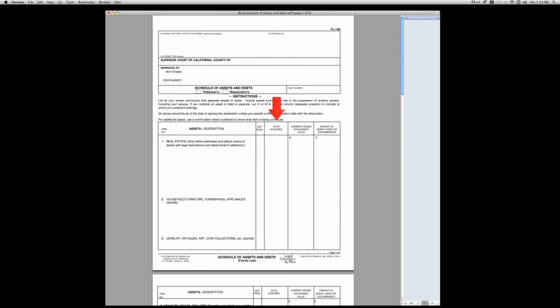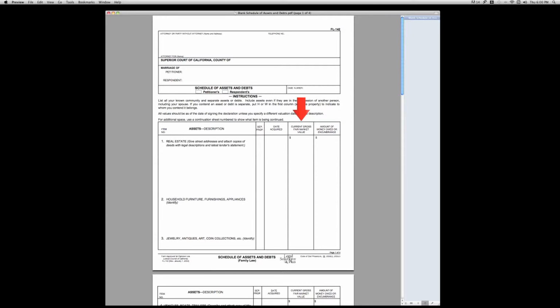Now the next category over is date acquired. Also pretty self-explanatory. Usually a month and year is adequate, but sometimes the actual date down to the day really does matter. For example, if you purchased a home the day before your wedding, that home is likely to be your separate property because it was acquired prior to the marriage. So, to err on the side of caution, of course, you can always simply put the exact date acquired if you know it.